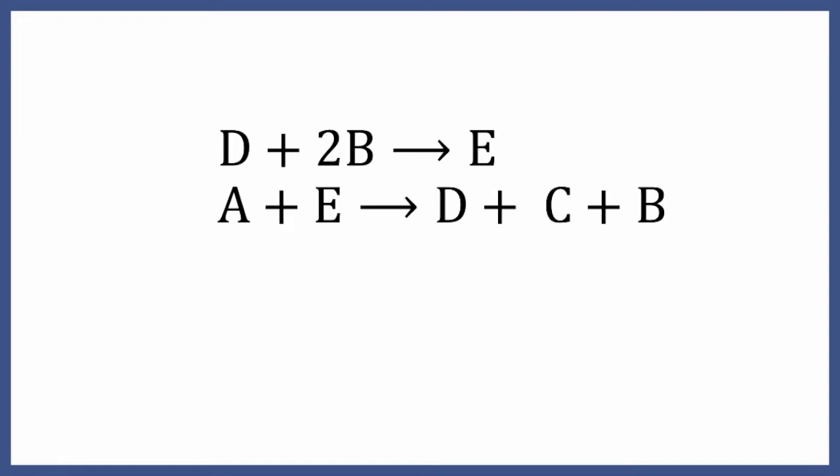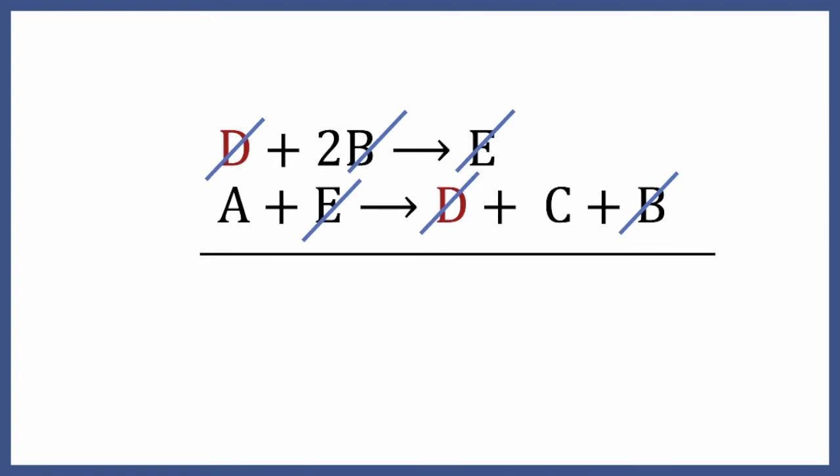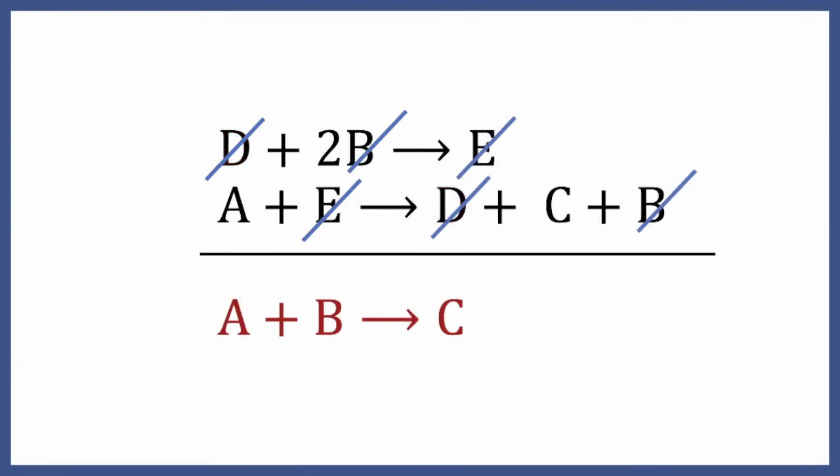In the second reaction, E reacts with A to form D, C, and B. Notice that D is used up in the first reaction, but it is generated again in the second. D is a catalyst and does not undergo any permanent change. We can add up both of these reactions and get our overall reaction. A reacts with B to yield C.